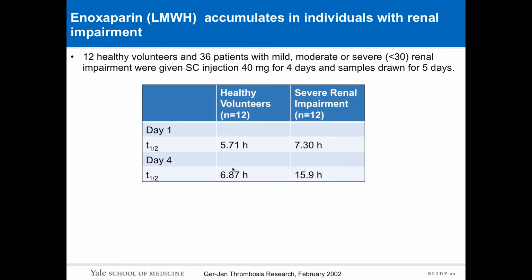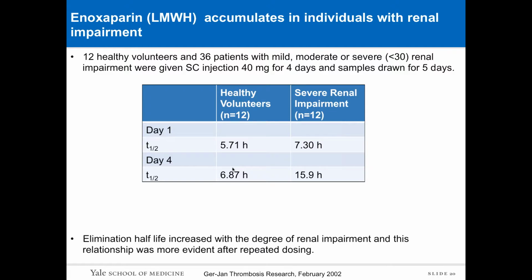The second study demonstrates that low molecular weight heparin, in this case enoxaparin, accumulates in individuals with renal impairment. This study took 12 healthy volunteers and 36 patients with chronic kidney disease and gave them subcutaneous injections of enoxaparin, 40 milligrams for 4 days. The table demonstrates that the half-life of enoxaparin is longer on the first day, but the difference between healthy volunteers and severe renal impairment increases by day 4, thus indicating that enoxaparin accumulates in individuals with chronic renal insufficiency.